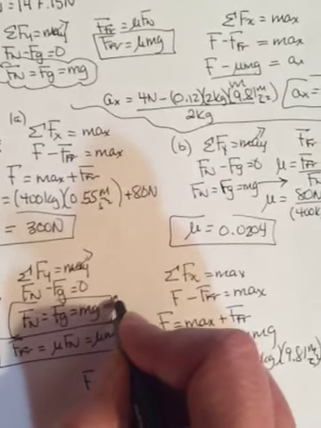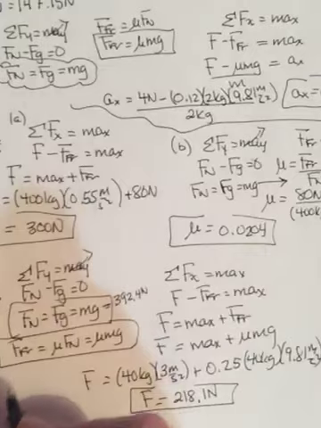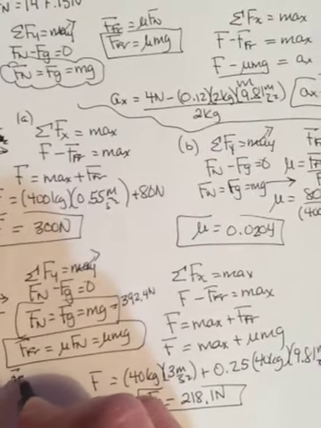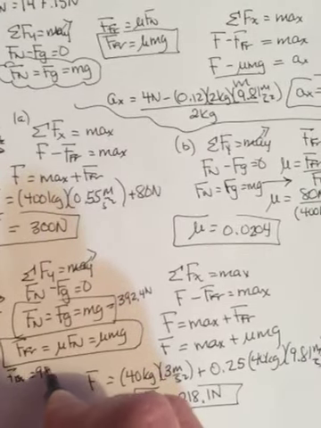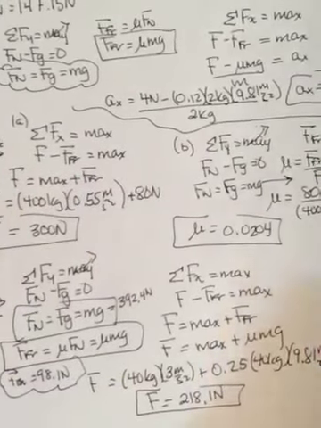Now, if you'd filled your numbers in all the way along, that would be fine too. This would have been 392.4 newtons, and this one would have been 98.1 newtons. I'm just trying to get you used to not working with letters, so when you have to, you can.